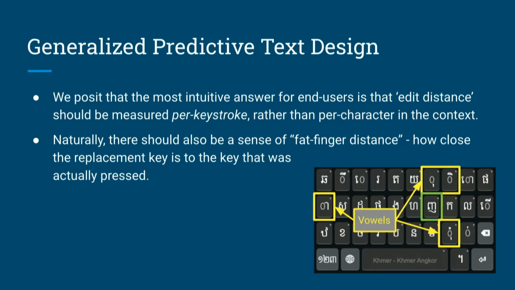And of course, there should be some notion of fat finger distance, how close the replacement key is to what you actually pressed. If I press the bottom of the key in green, I would not expect the suggestion with the vowel above it. Not as strongly anyway. I might have gotten badly misaligned, but probably not. I should probably more strongly consider the characters below instead. So there's also a bit of probabilistic distance that you can start factoring in.